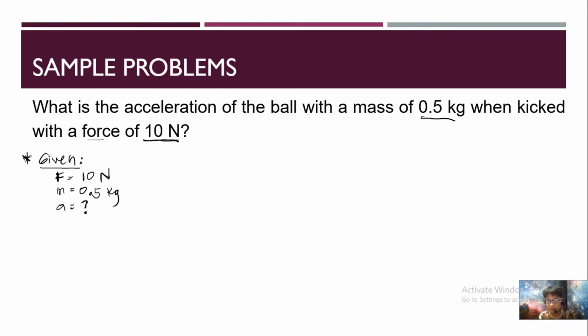You write down the unknown. What is missing? Based on our given, what has the question mark? The unknown is acceleration. Next, what will be our working formula? Let's go back. What is missing is acceleration. Let's go back to this.